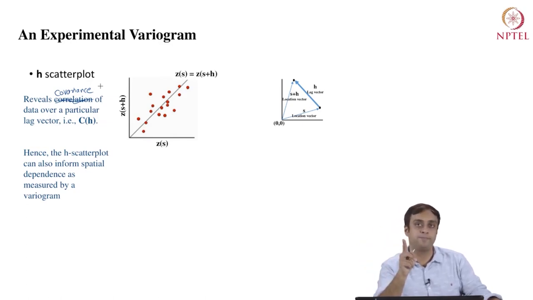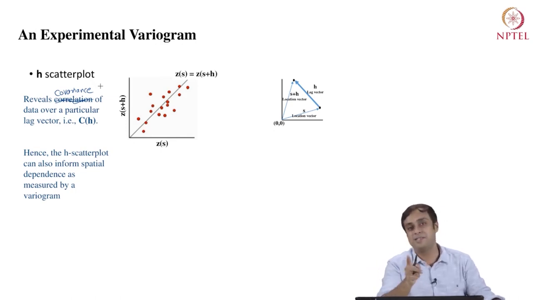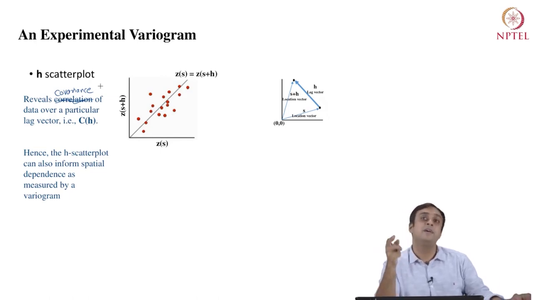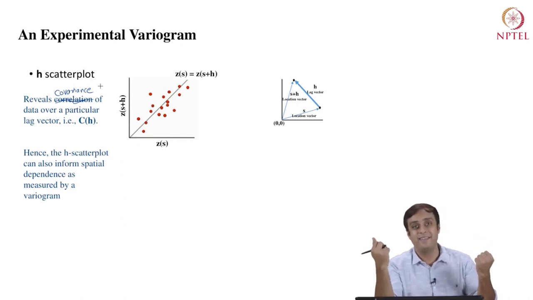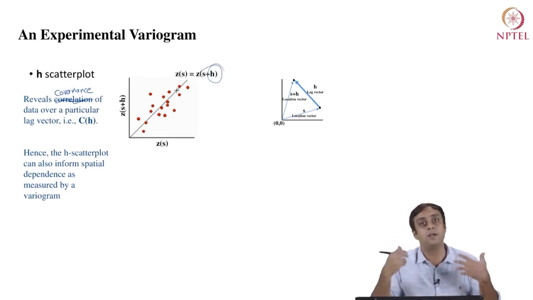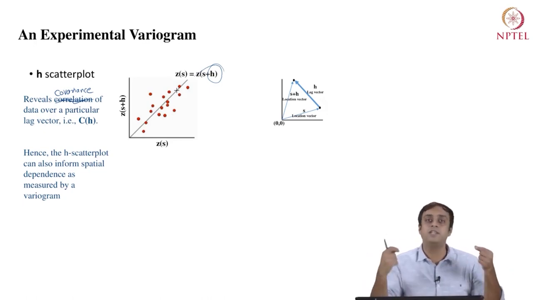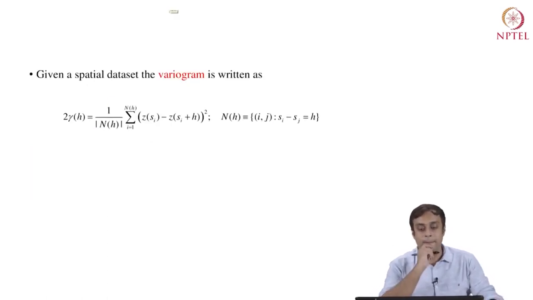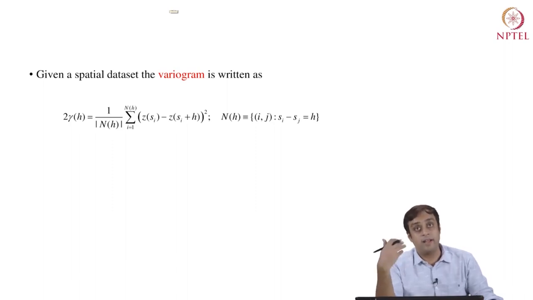They are inversely proportional. That means if I can get the covariance measure C(h) from the bivariate scatter plot, I should also be able to get the variogram measure from this scatter plot, because we know they are simply linearly related. So the bivariate scatter plot can be a very good starting point. However, remember, it is for a given value of h. So it will provide me a 2 gamma or a gamma value at a given lag vector h, okay?